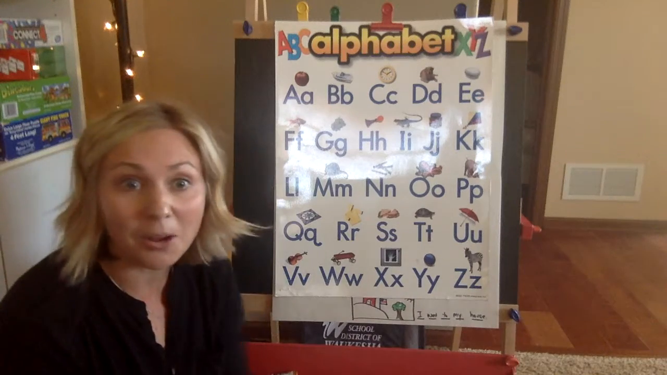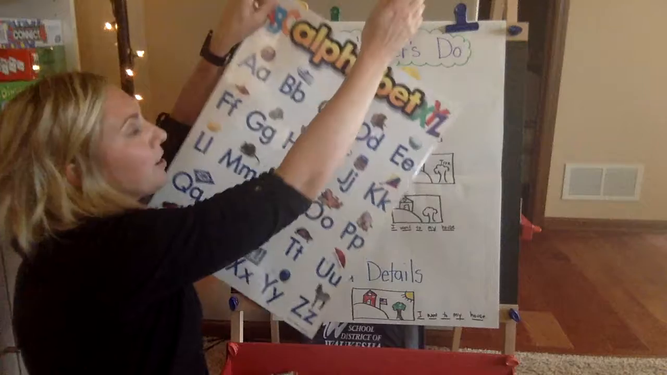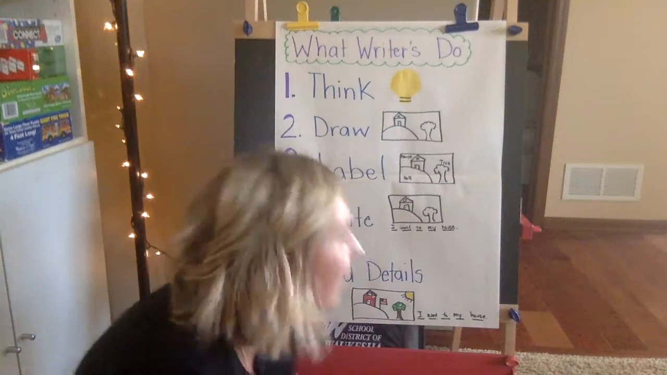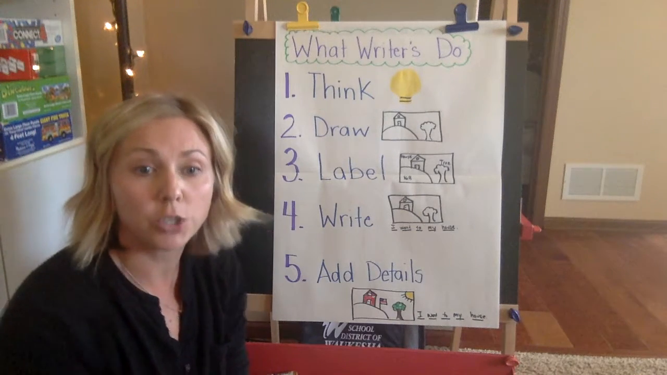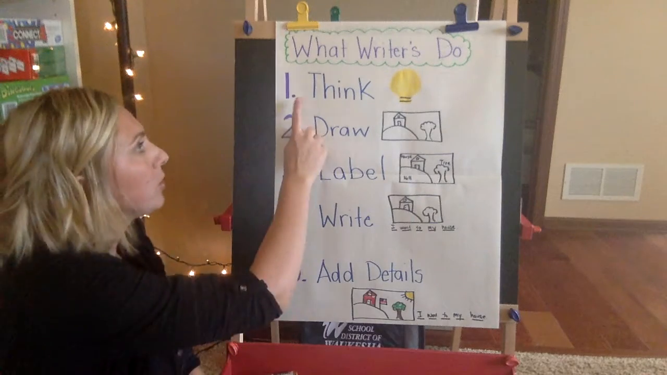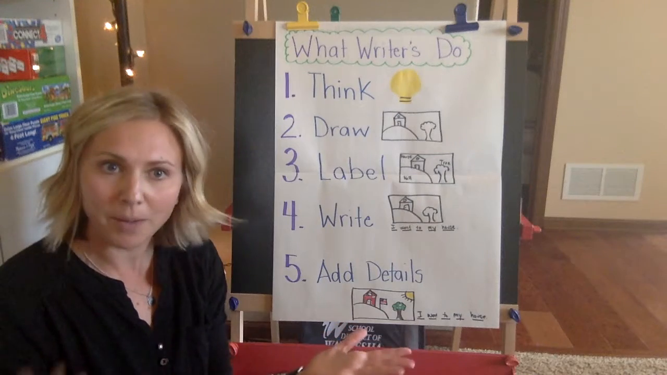So today, we're going to talk about being a writer. Underneath here, you've been practicing doing your writing at home with your learning coaches, and I made a little chart for us about what writers do. So the first thing that writers do is, number one, there's that light bulb, think. You have to think about what you want to write about.